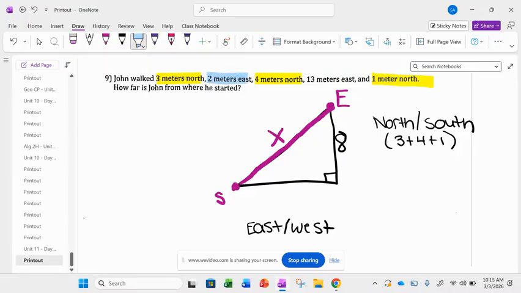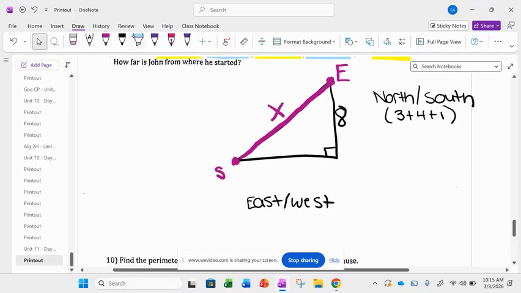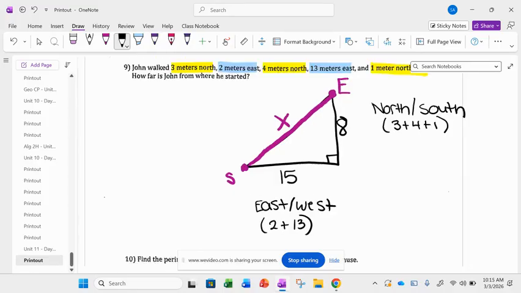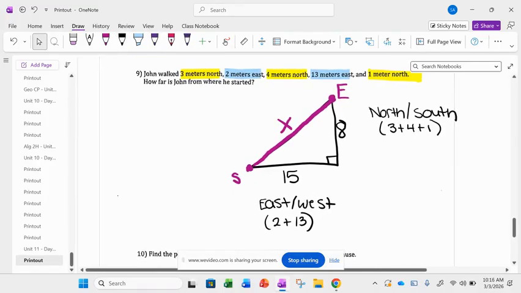And then I'm going to look at all my east. 2 east, 13 east. And guess what I'm going to do with the 2 and the 13? We're going to add those. Excellent. So that's 15. And now I filled in my triangle, so what can I use to find x?